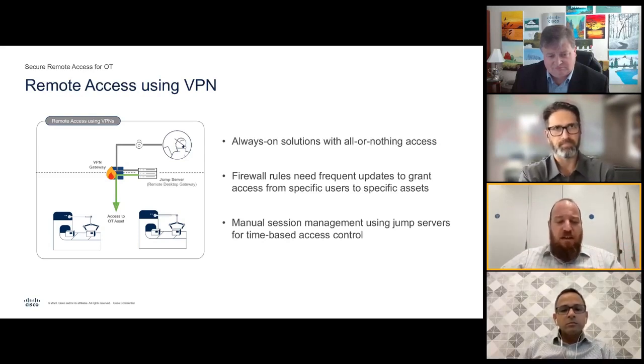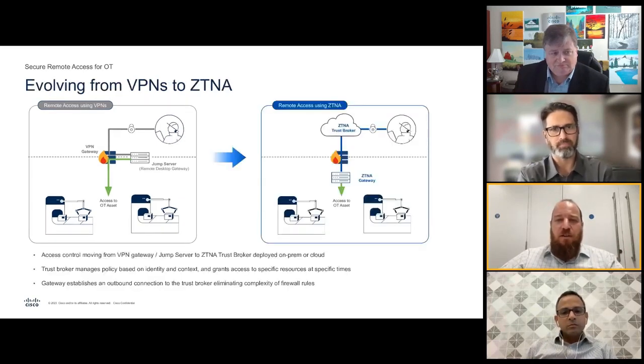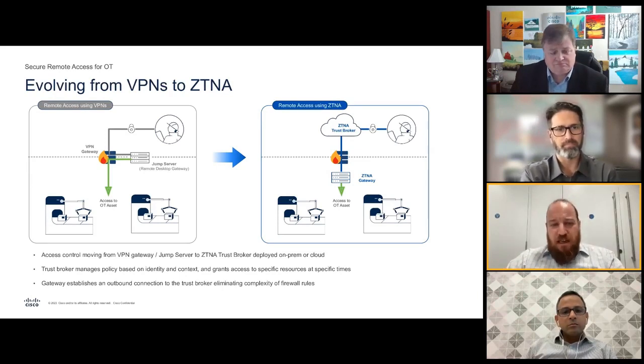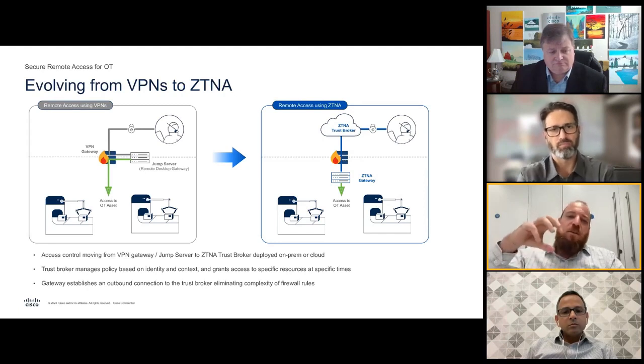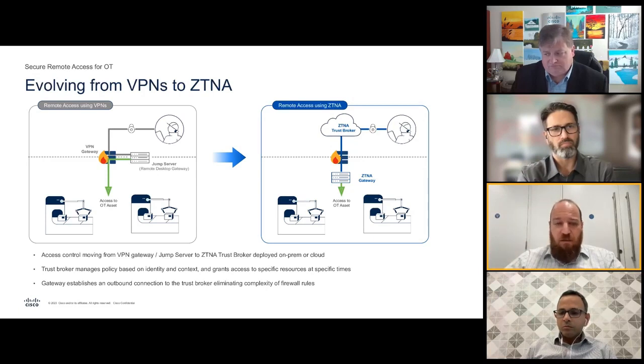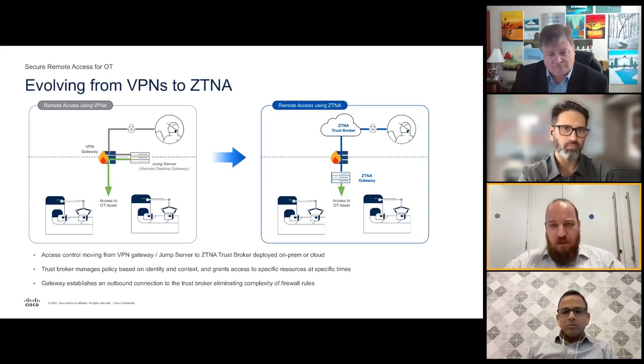If we're then switching to see what ZTNA is, how is that concept different than the traditional way of doing it? I think one of the big shifts, Kevin, is that we're not completely beholden to the VPN gateway and having to come in a certain direction from the untrusted network, traditionally from the internet. We're now shifting the responsibility up to the ZTNA trust broker, which could be on-prem or in the cloud. By having it in the cloud, it even further expands your reach.